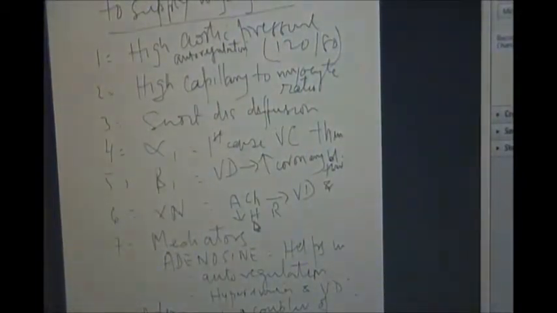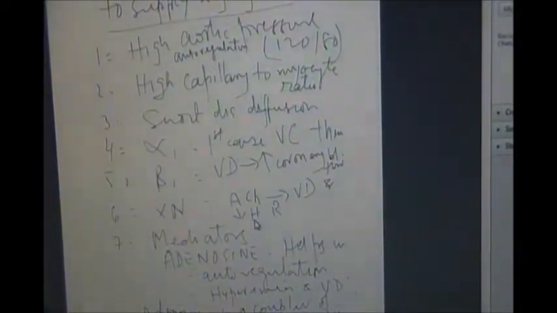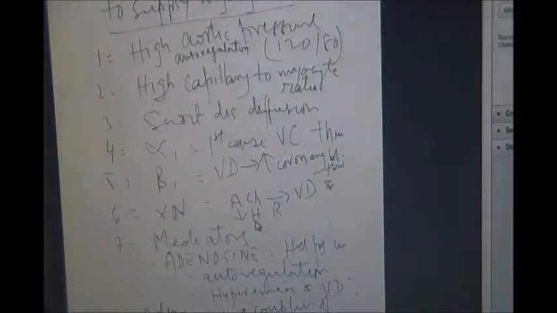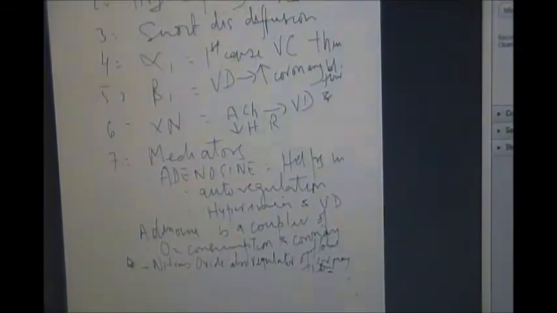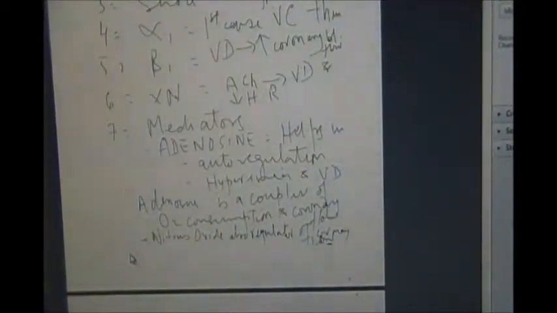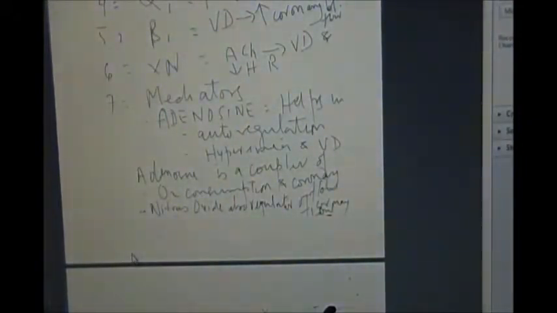And the mediators for the heart are adenosine, that helps in autoregulation and causes hyperemia and vasodilatation. Adenosine is a coupler of oxygen consumption and coronary flow. Nitric oxide also regulates the coronary flow.